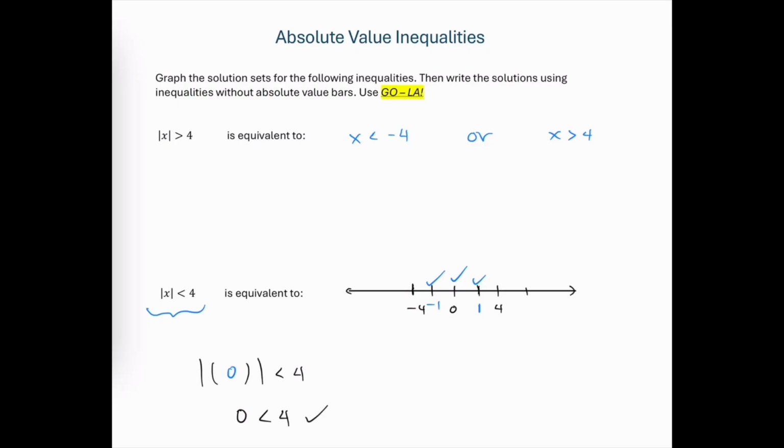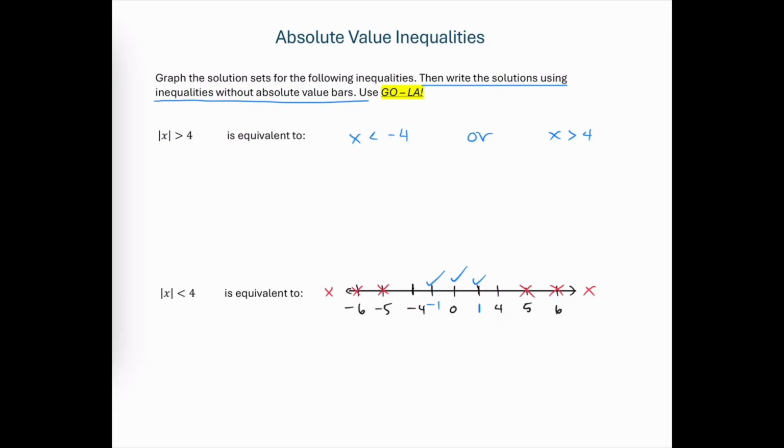The values that don't work this time are the ones that are above the positive 4 or below the negative 4 down here. If we plug in x equal to positive 5, the absolute value of 5 is 5, which is not less than 4, so 5 is not going to work. Similarly, negative 5 also doesn't work. The absolute value of negative 5 is positive 5, again not less than 4. And if we were to plug in any of the x values that are above the 4 or below the negative 4, none of those quantities make a true statement when plugged back into the original inequality. So again, we're going to write these solution intervals using inequalities without absolute value bars.